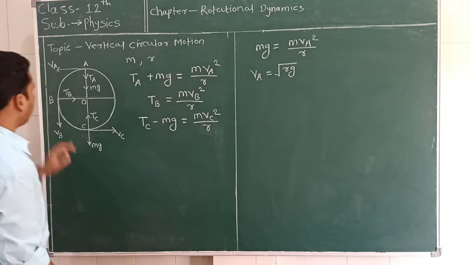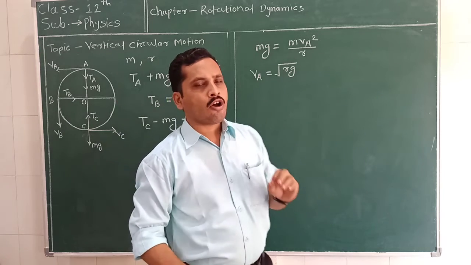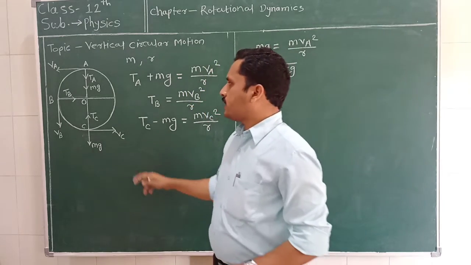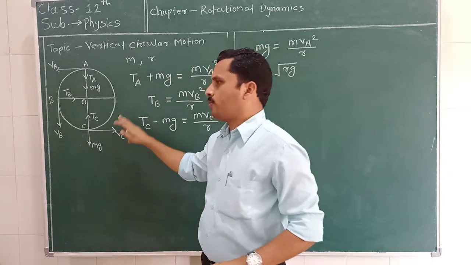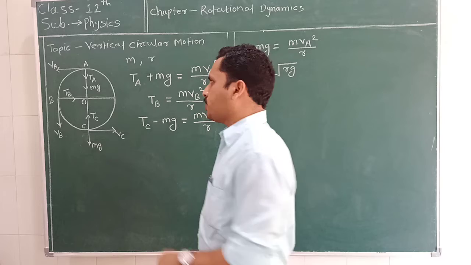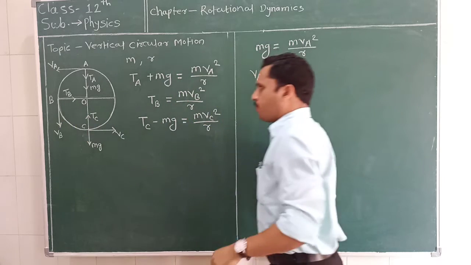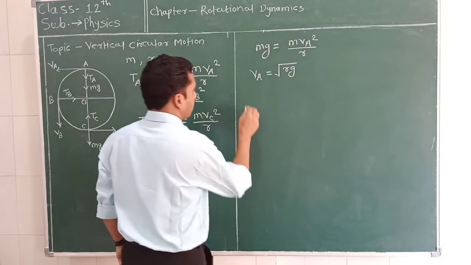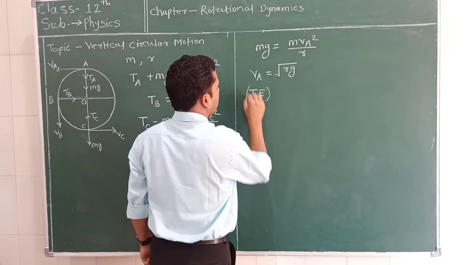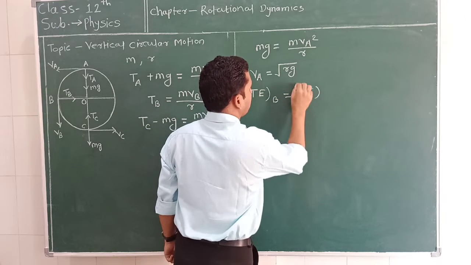Then, if you have to calculate the velocity at point B, then we are considering the law of conservation of energy, which states that the total energy at any point in the circular motion will be constant. Therefore, by using this law, we can determine the velocity at point B. To find it, the total energy at point B must be equal to the total energy at point A.